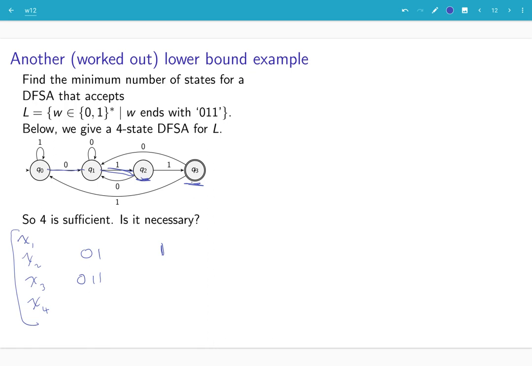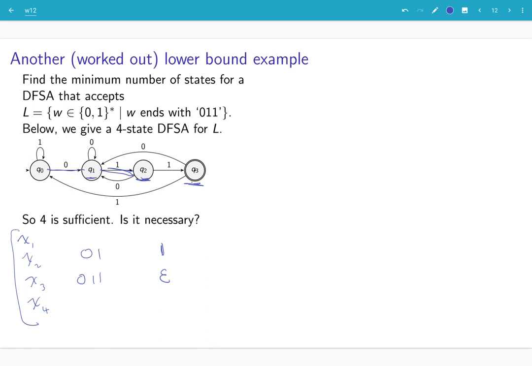And then I want a suffix that I can append to this string to get a string in the language. Well, I guess 0, 1, 1 would work, but it would be even easier to just say the suffix is the empty string. And so far, so good. So if I append the empty string to 0, 1, I don't get a string in the language. And if I append the 1 to 0, 1, 1, I don't get a string in the language.